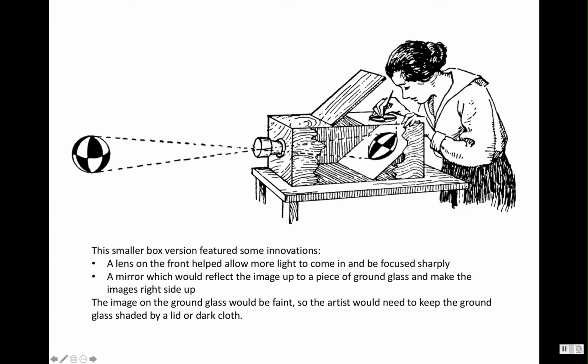The lens helped amplify and focus the light into the inside of the box, and then there was a mirror inside which would bounce that light up to a piece of ground glass, and that would allow the artist to see that image as a faint projection which they could trace. So faint that you had to be either under the shade or under a dark cloth or the lid of the box to protect that from the ambient light.